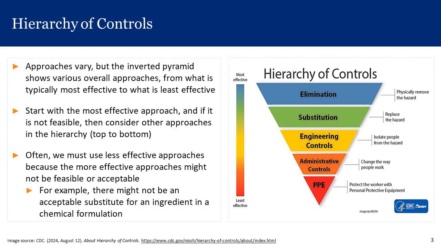Certainly, if we look at the top of this diagram, the top of this inverted triangle, and look at elimination and substitution, that can be very effective at controlling hazards. Certainly, if we can eliminate a toxic chemical from our formulation, that may completely eliminate the hazard from that chemical because it's no longer in the product that is being used.